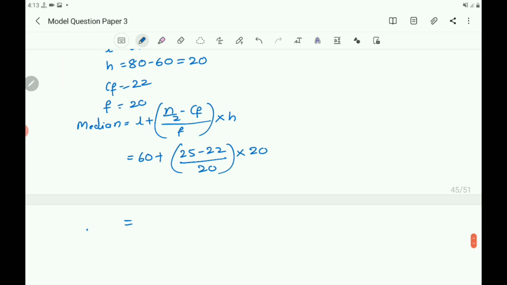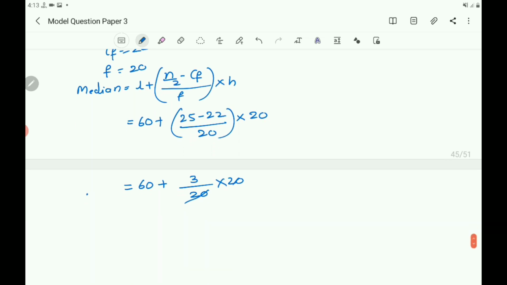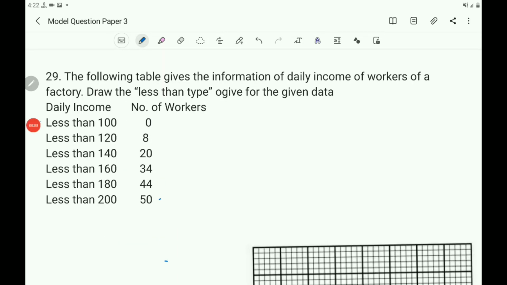Then you write that equals 60 plus 25 minus 22. 25 minus 22 is 3, that is 3 by 20 into 20. You will get 20 cancels, that is 60 plus 3, so that is median equals 63. Now you take the question number 29.